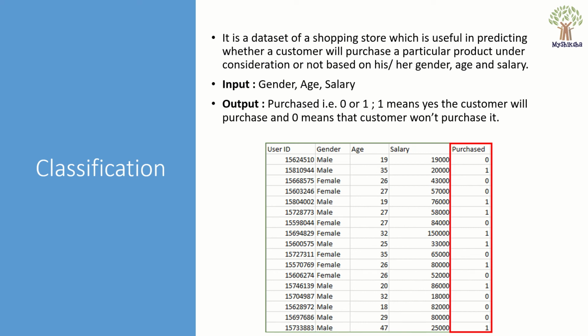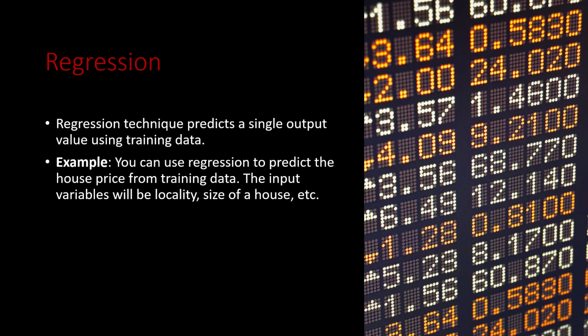Now moving on to the next technique, that is regression. The regression technique actually predicts a single output value using the training data set. So in classification, you're trying to classify whether a particular input data set belongs to this class or the other. But here you're trying to predict a single output value using the training data that is available.